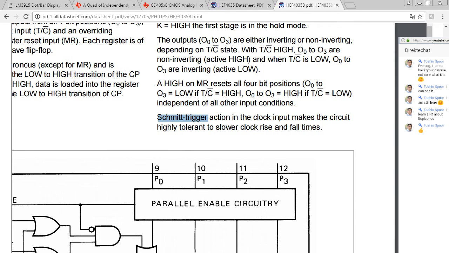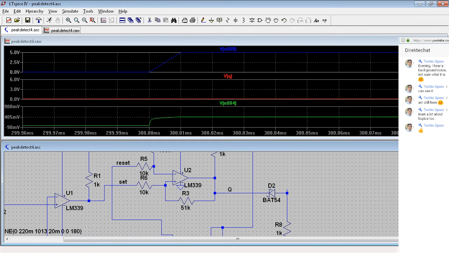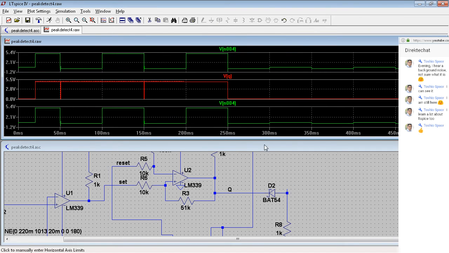So even though it's fuzzy and it's not square and fast, it still works. So when I look at this, it looks like it's going to work for me. Up here, this signal. So yeah, here it seems that okay, we have.